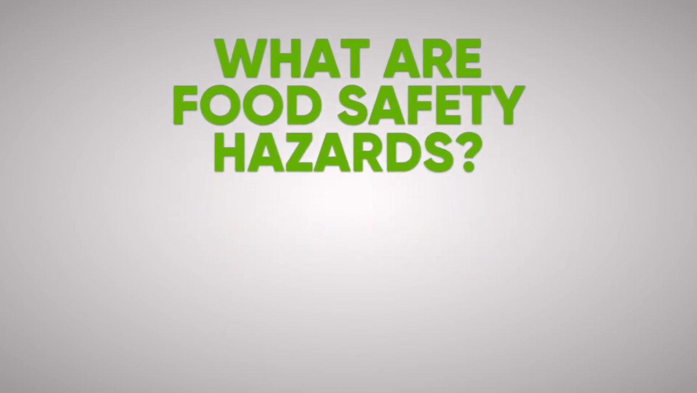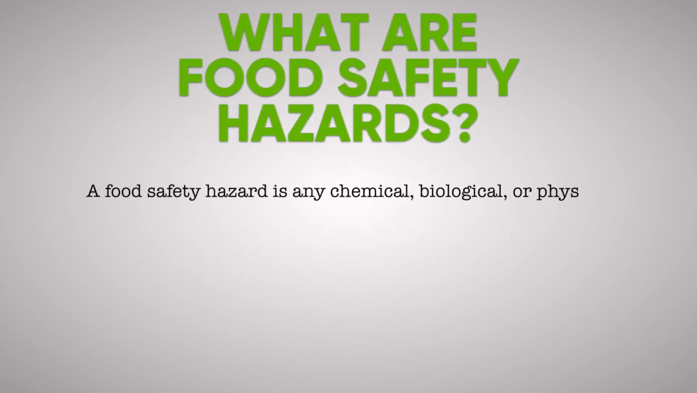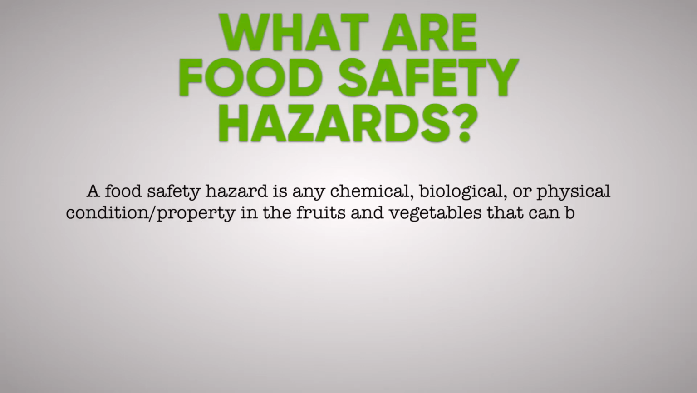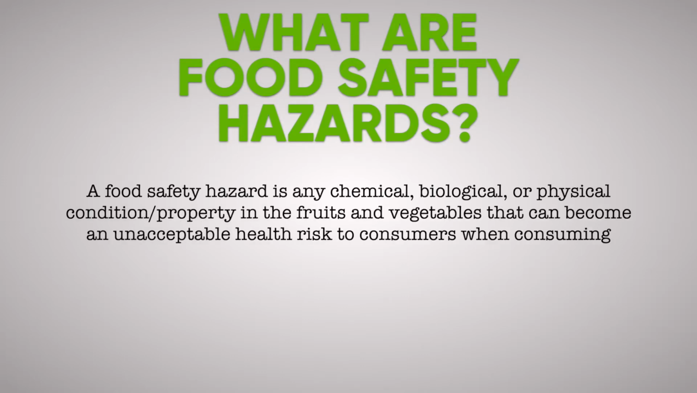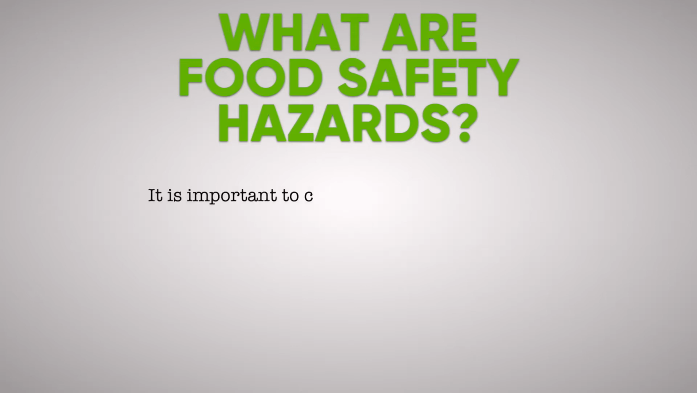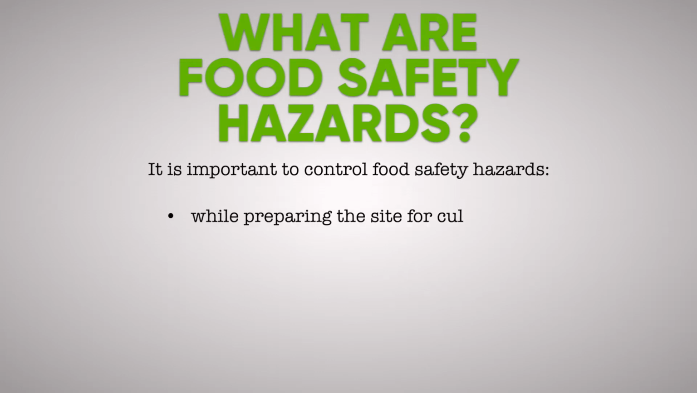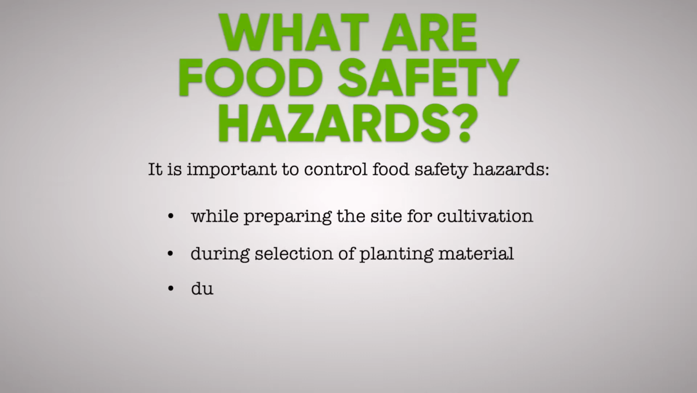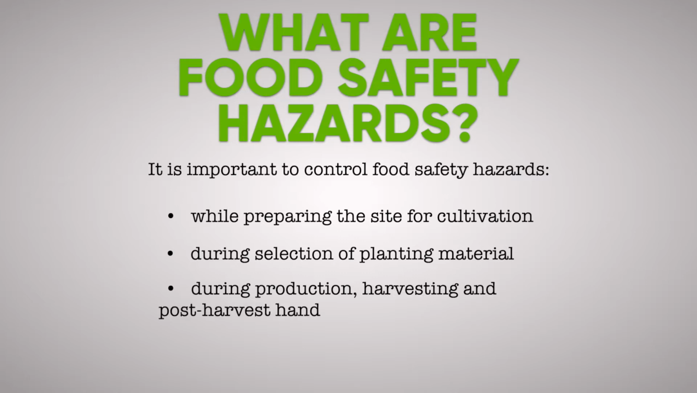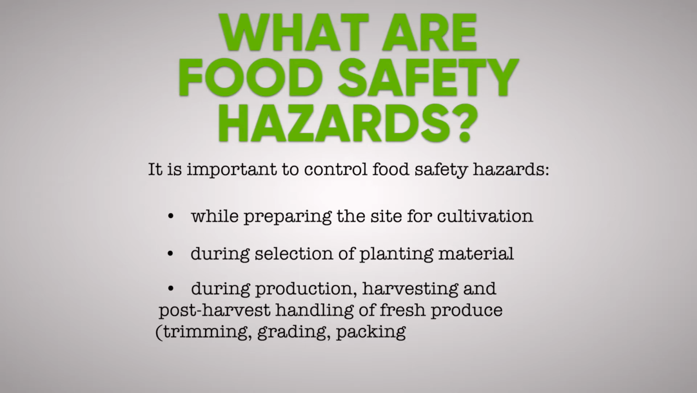A food safety hazard is any chemical, biological, or physical condition in fruits and vegetables that may cause illness or injury to the consumer. It is important to control food safety hazards while preparing the site for cultivation, during selection of planting material, and during production, harvesting, and post-harvest handling of fresh produce. For example, trimming, washing, grading, packing, transport, and storage.